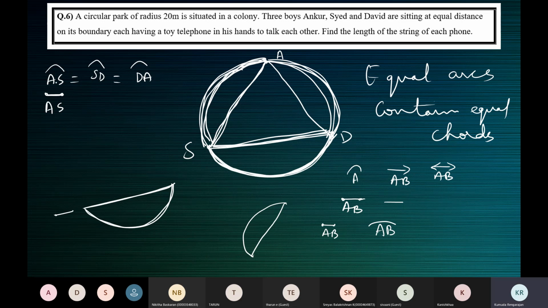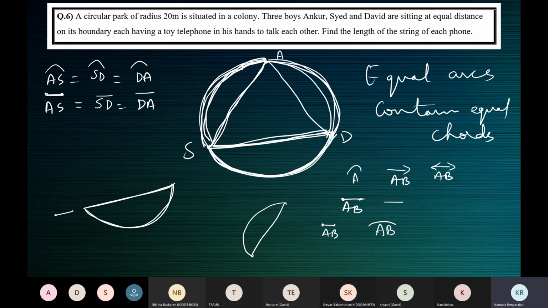So here, since these three arcs are equal, their respective chords are also equal. That means this is equal to this, is equal to this. Is this much understood, children? Yes, ma'am. All right, children. Tanishka. Yes, ma'am.